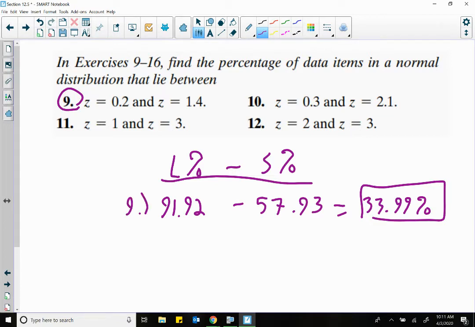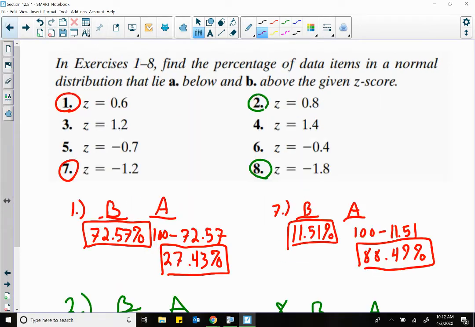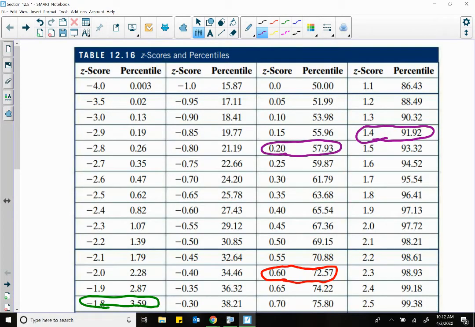So go ahead and do number 12. Give number 12 a go. Go ahead, pause the video, and go. Okay, so the z-score of 3 will be the largest one, so that will be my large percent. The z-score of 2 will be the smaller of the two. So if we go back to our table, a z-score of 2 is right here, 97.72.